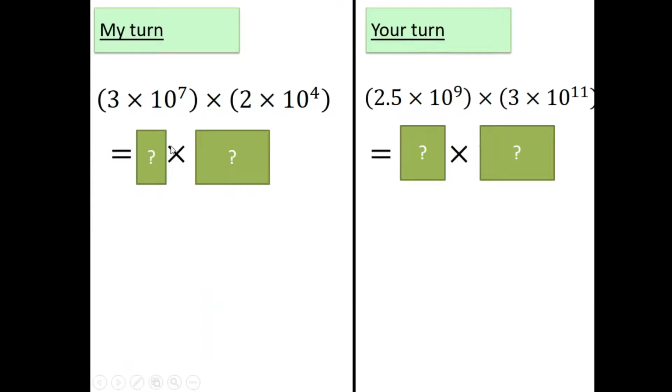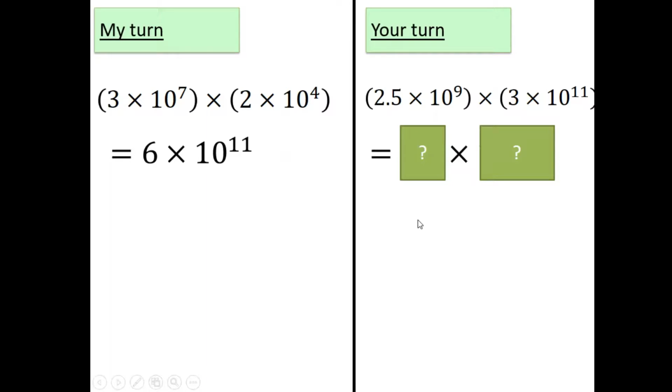3 times 2 gives us 6. And then 10 to the 7 times 10 to the 4. Add these powers together, 7 add 4. And that's clearly 10 to the power of 11. So now I'll leave it up to you to try this question over here. Okay? Please pause the video now and have a go.